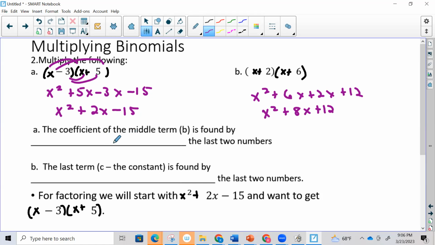So what we notice is if you look at the middle term of both of these, I have a 2x here, and I have an 8x here. If you look at the original numbers, like -3 and 5, and if you think about, okay, how do I get 2 from -3 and 5? Well, what I would do is I would do -3 plus 5 and that gives me a 2. So adding these two numbers gives me that middle number. The same is true for b. If I add the two numbers, 2 plus 6, I get 8, and that's my middle number.